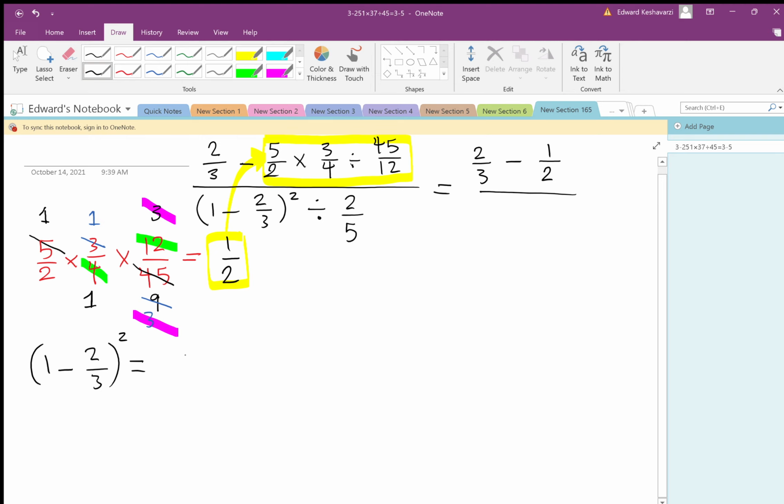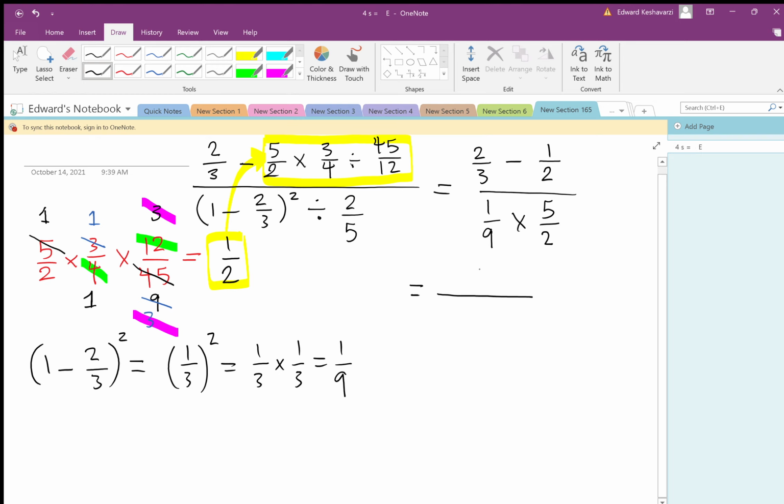So 1 minus 2/3 is 1/3 squared, which means 1/3 times 1/3, or 1/9. So therefore we have 1/9 divided by 2 over 5, or times 5 over 2. So on top, we need common denominator, which is 6, and then 4 minus 3, and at the bottom we have 5 over 18.